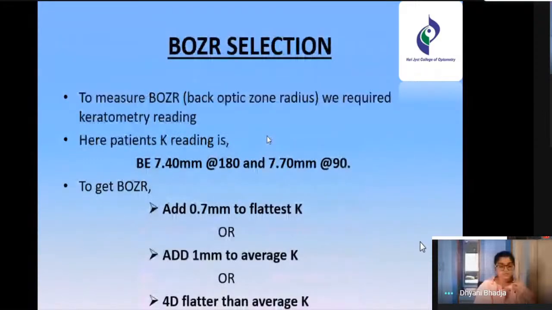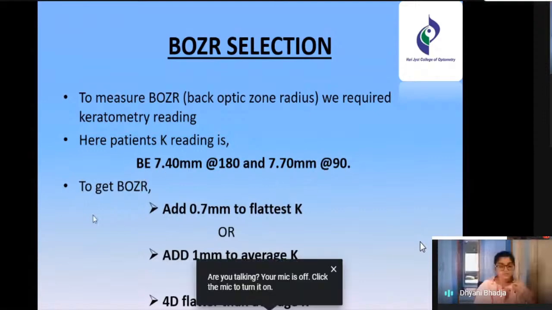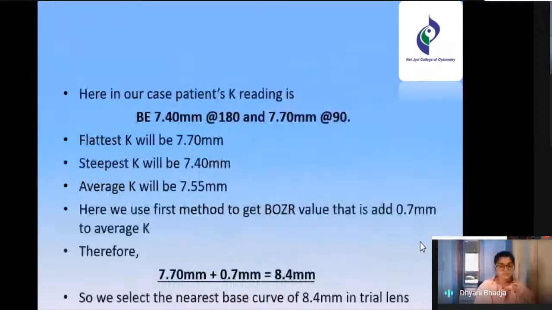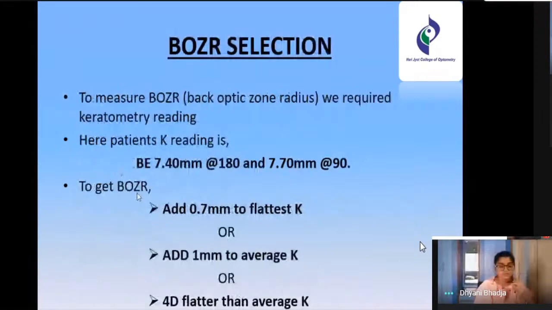BOZR calculation. To measure BOZR, we require K readings. So our patient's K reading is this. Now we can measure our BOZR with the help of three methods. First, add 0.7 mm to the flattest K. Second is add 1 mm to the average K. And third one is a probe diameter flatter than average K. So here we are using the first method, that is add 0.7 mm to the flattest K to get our BOZR value.